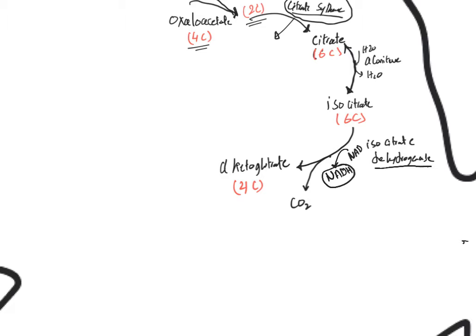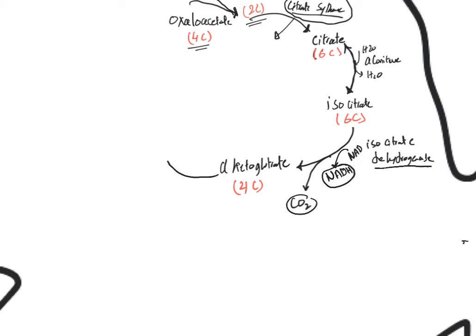This is our first energy molecule in the Krebs cycle here. So we're done with this. There is a carbon dioxide released, there is NADH, and it's a 5-carbon molecule.